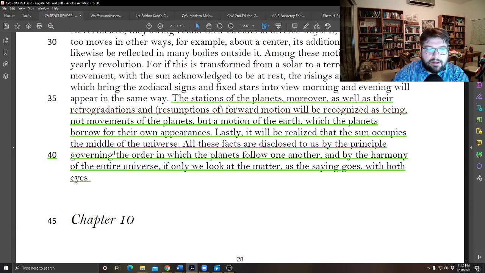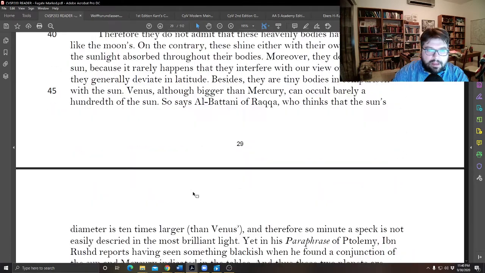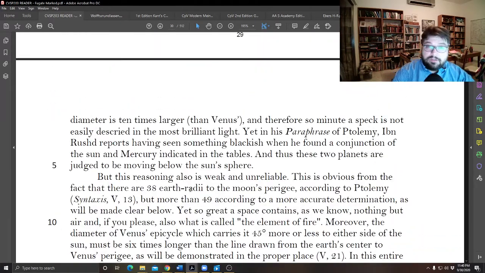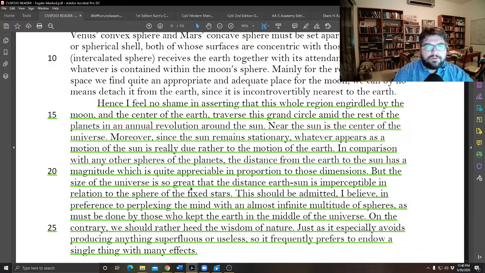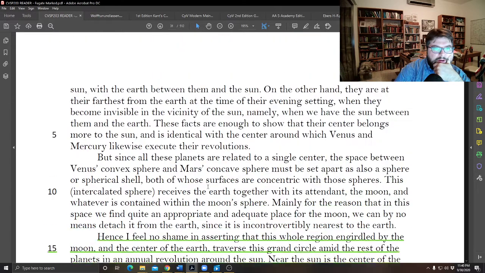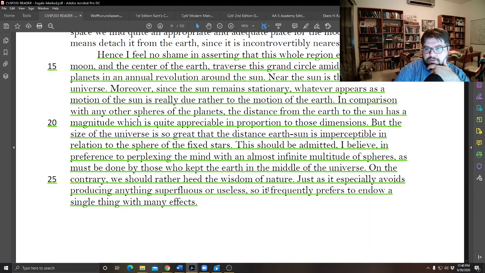Lastly, it will be realized that the sun occupies the middle of the universe. All these facts are disclosed to us by the principle governing the order in which the planets follow one another, and by the harmony of the entire universe. Again, harmony, order, design of the entire universe, if only we look at the matter, as the saying goes, with both eyes. So now he goes through the various spheres within his own Copernican view, right? Nothing here too important. This is a nice summary on page 31 of his system, but it's just the basic facts.